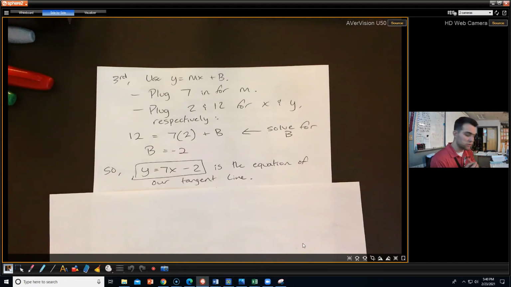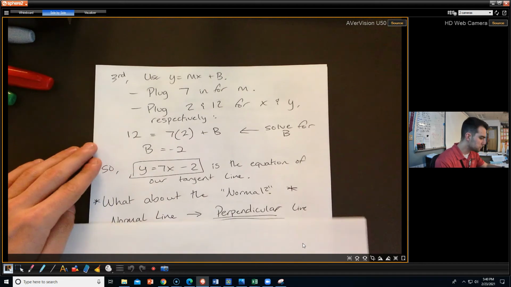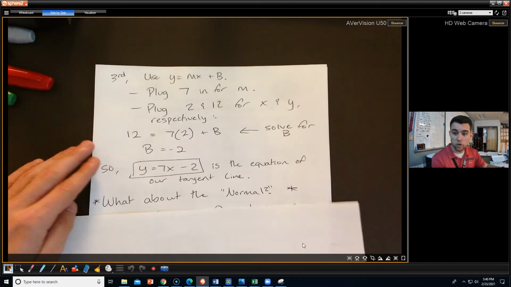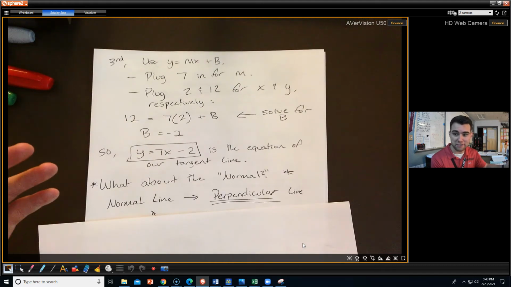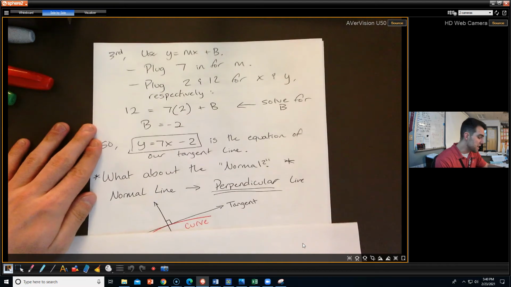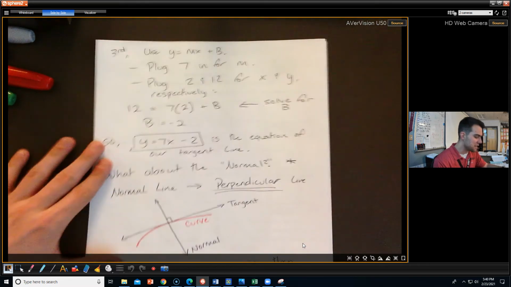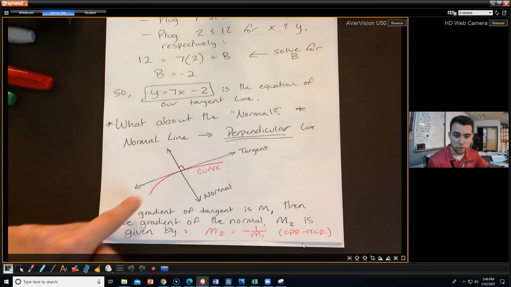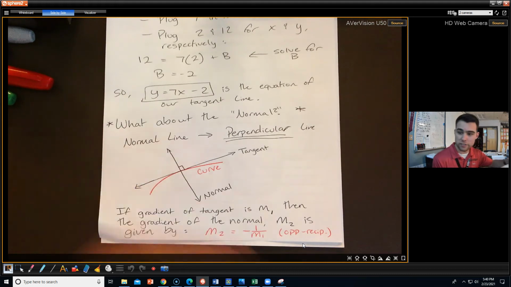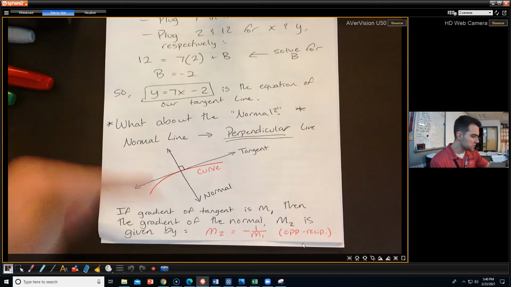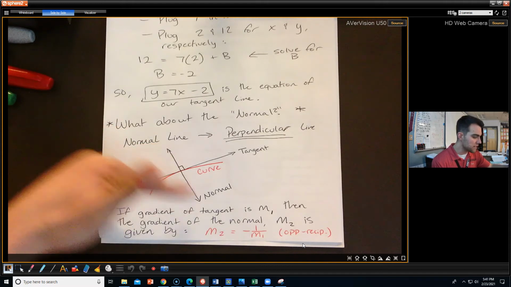Okay? So let's talk about normal lines now and what those actually are. So what about the normal? The normal is another name for the perpendicular line. That's all it is. And so if I have some kind of curve, which I drew in red, the tangent line is this line that's just going to touch it right there. The normal is just going to be the perpendicular to my tangent line.